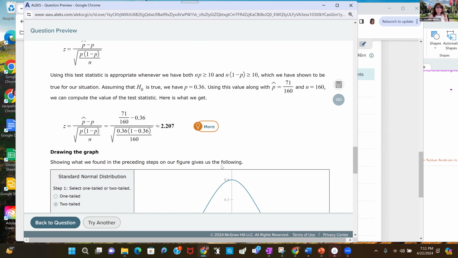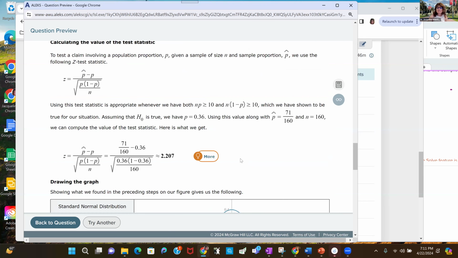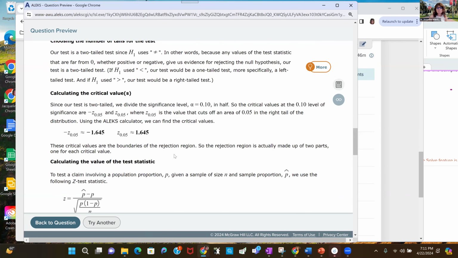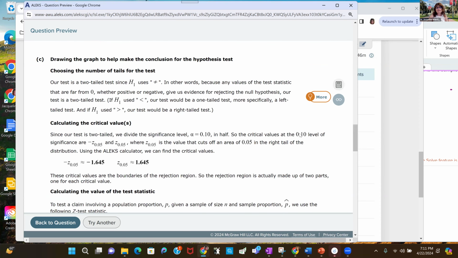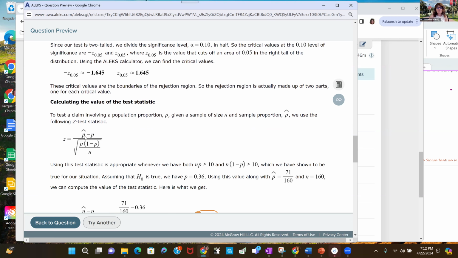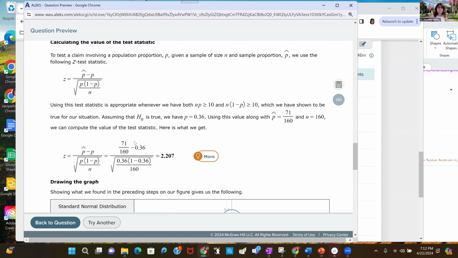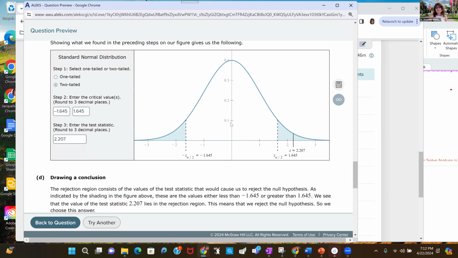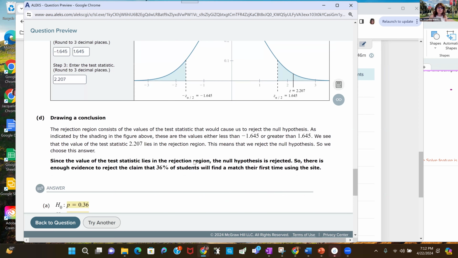And then this is a two-tailed test because we're testing to see if it doesn't equal that 36%. For alpha of 10%, you have 5% in each tail. And then you calculate the test statistic using that formula. So you've got the two critical values, and then you see if the test statistic lies in the rejection region. Here it does, so you can reject the null hypothesis.